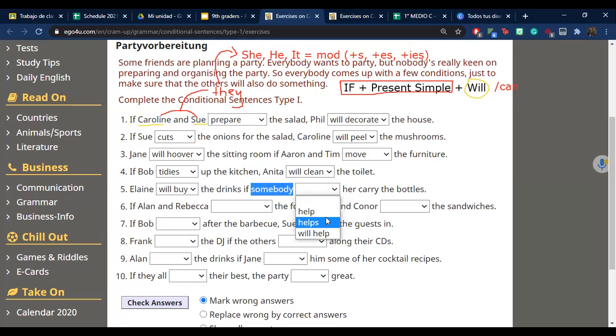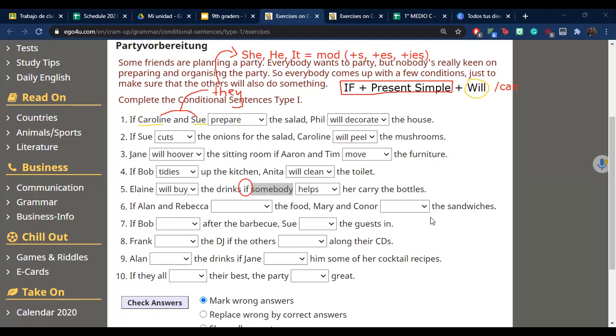Entonces, help. Help o helps? No, help. Helps. Yes, helps. Es que el somebody, alguien, puede ser he o she. Entonces, por eso generalmente va con s. Es modificable. Lo que dijiste en un principio, que es modificable. Y me pongo de pie porque aquí te diste cuenta que estaba al revés. Así que, bueno, bien. Excellent.